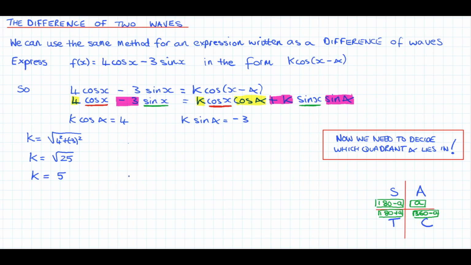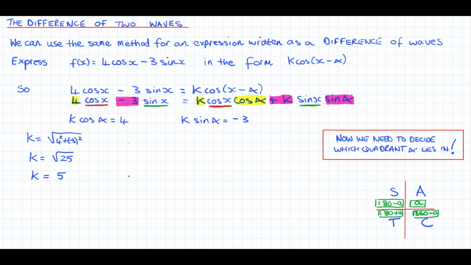Now all the things I said before still hold true. Really important that you don't throw marks away. This is exactly how the exam board want you to set it out. You begin by making them equal to one another. 4 cos x minus 3 sin x is equal to k cos(x minus alpha).